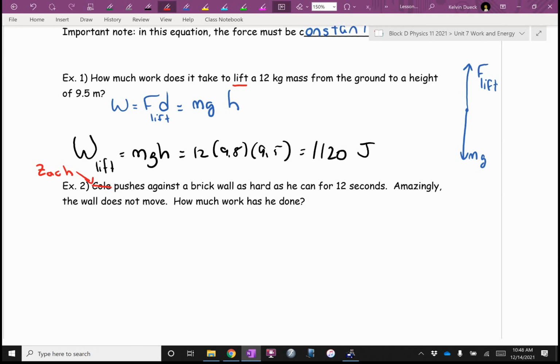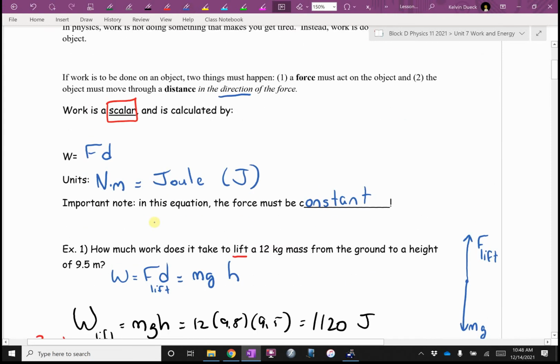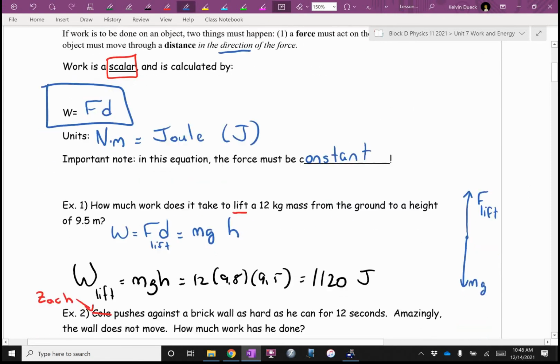How much work did Zach do? Well, Lena, what's our equation? Work equals what times what? It's in the box. W equals what? Did I do a box? I think I did a box. No, I didn't do a box. It's here. Now it's in a box.